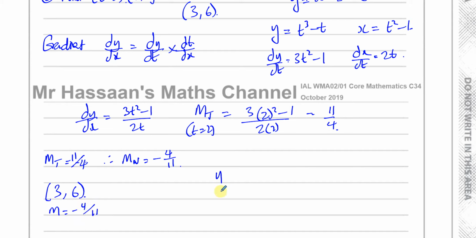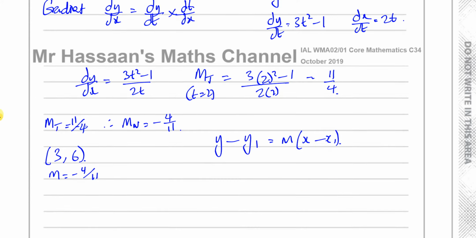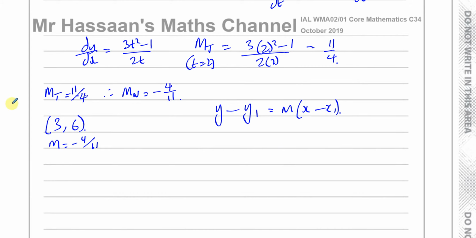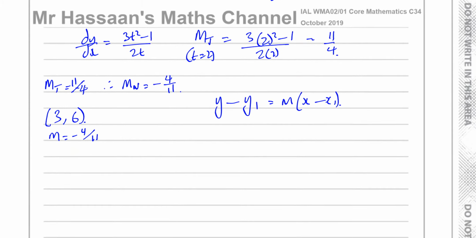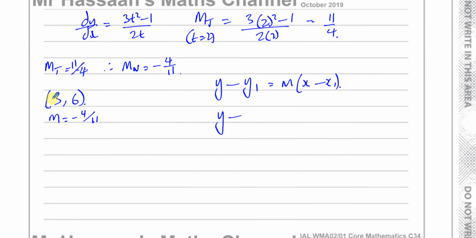So I can use y minus y1 equals m times x minus x1, and I can go ahead and find the equation of the line, and hopefully it will turn out to be exactly what they want us to show it's going to be. So let's see. We have y minus the y coordinate, which is 6, equals m, which is minus 4 over 11, times x minus the x coordinate, which is 3.